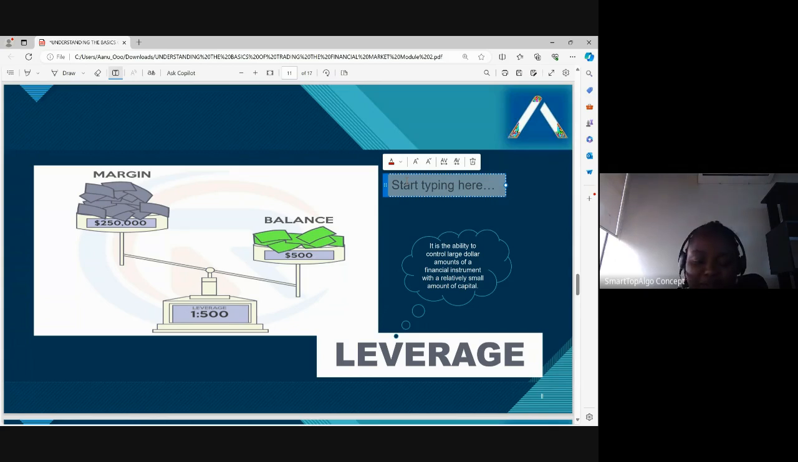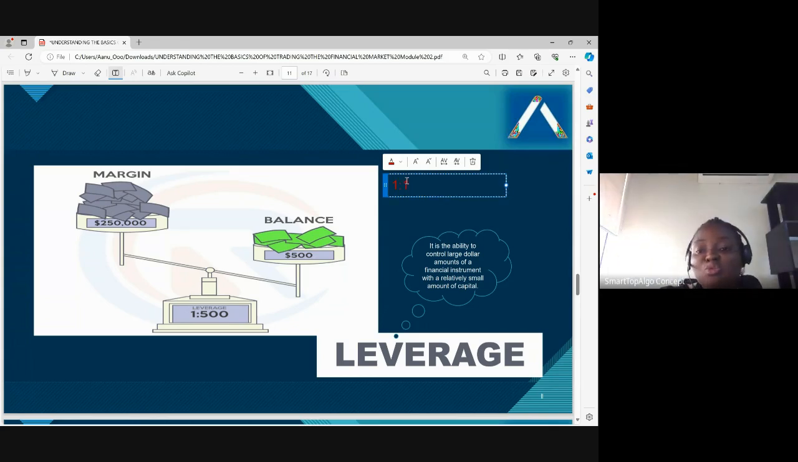Now, the lowest leverage we have is 1:1. Leverage is always measured in ratio. The lowest we have is 1:1. We have 1:50. We have 1:100. We have 1:500. We have 1:200. We have 1:300. I'm just jumping around. Now, if you are trading 1:1, it means that you want to trade with your capital.